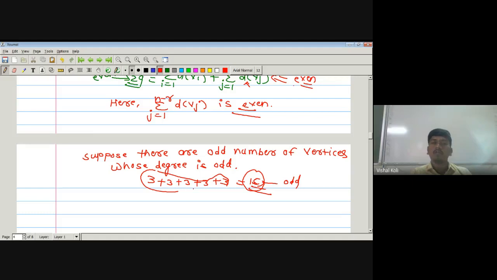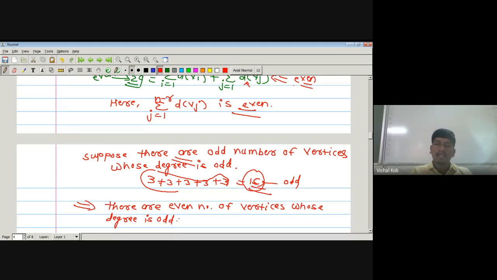So if we have to make this sum even, then we have to take 3 an even number of times. Therefore this one is not possible, that is, there being an odd number of vertices whose degree is odd is not possible, which implies there are an even number of vertices whose degree is odd. Okay, and hence the proof.